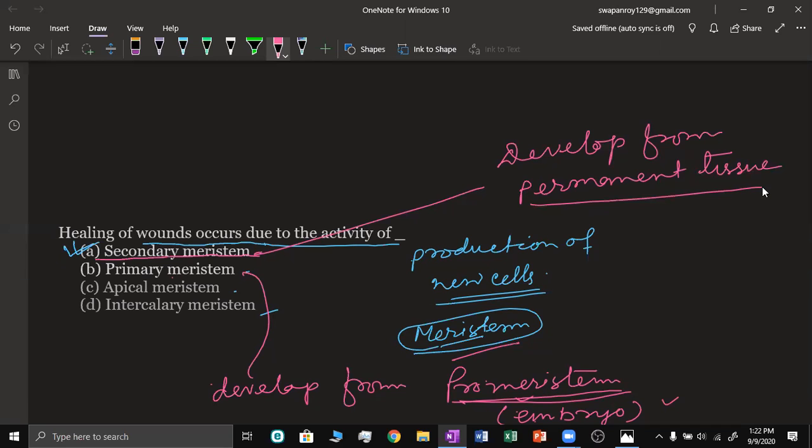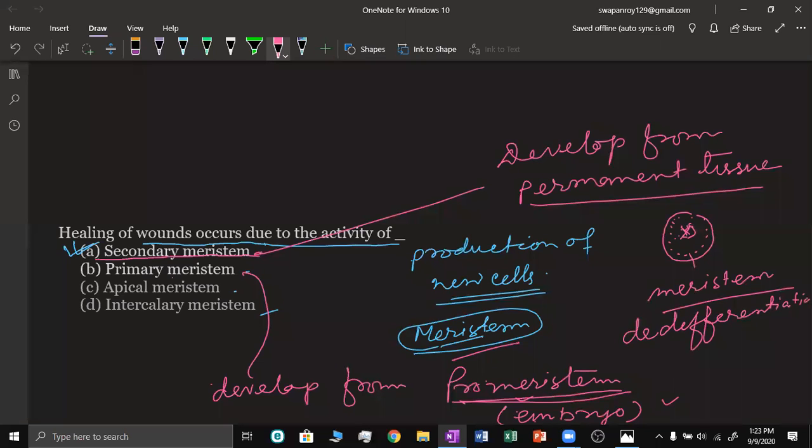Okay, the permanent tissue, permanent cells which are surrounding, say if there is one wound or injury here, then the cells surrounding it will change into meristem by the process we call de-differentiation. By de-differentiation it changes into meristem.